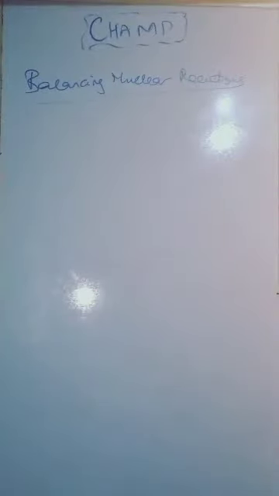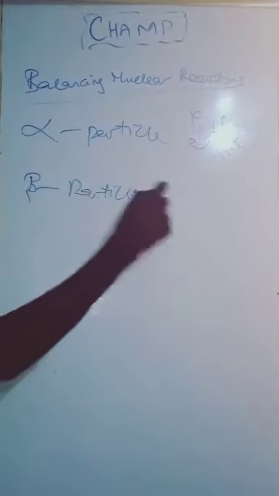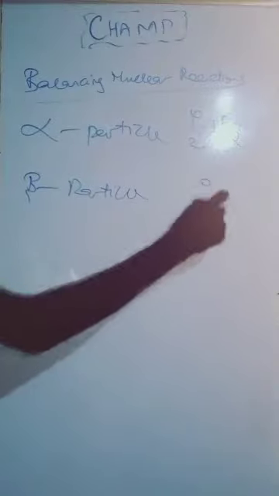So we have different things. Various particles can be emitted. We have the alpha particle. What's an alpha particle? It's basically your helium atom, 4-2. You have the beta particle. Beta particle is basically your electron, 0-1.